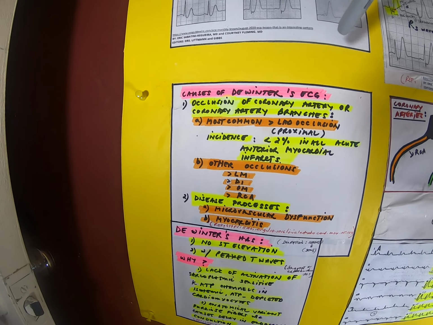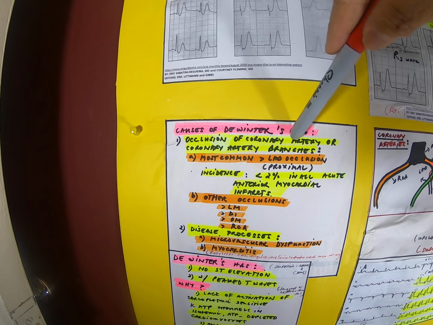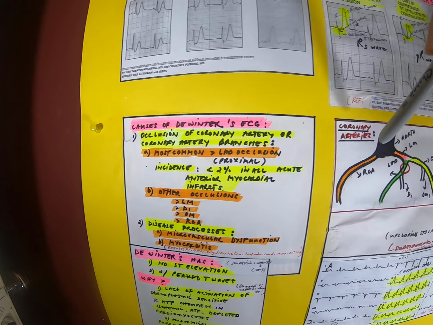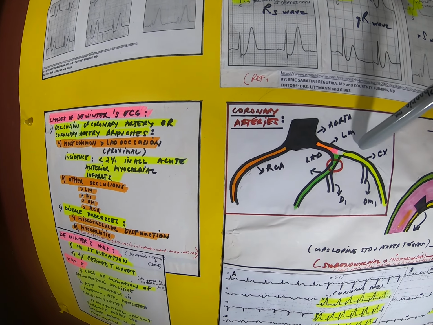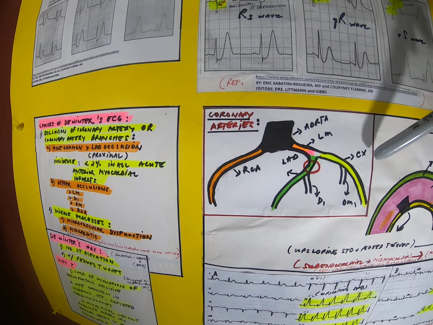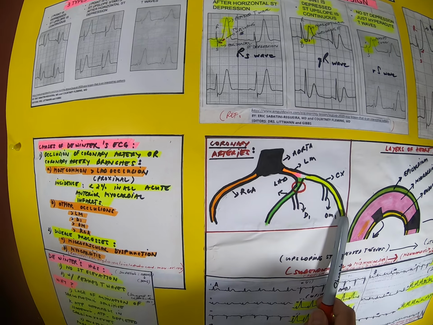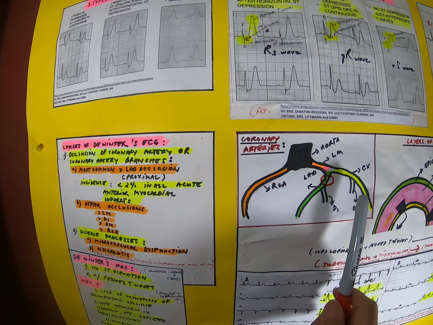Okay. So what causes the WINTER'S ECG then? We talk about occlusion of the coronary artery or coronary artery branches. So I made this drawing. I have here the aorta, the RCA, the left main that divides into two, LAD and the circ. D1 as the branch of LAD and so on. OM as a branch of circ and so on. But I just mentioned the main ones, okay, because that will be touched on in this topic.